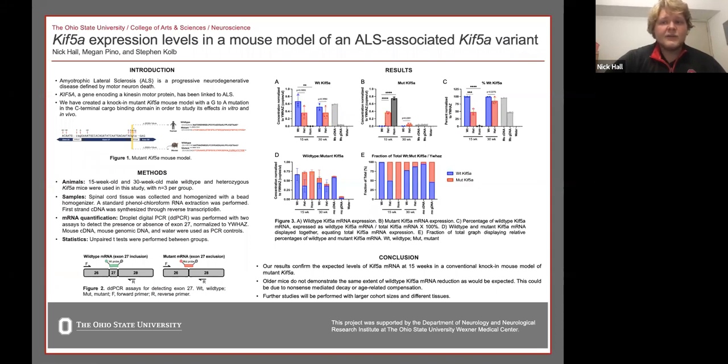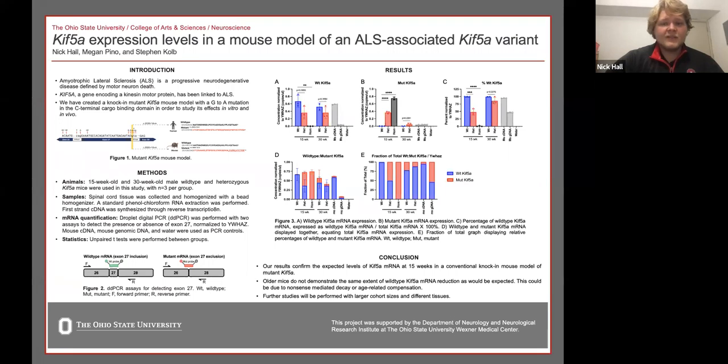Figure 3 shows our results from these experiments. As you can see in panel A, our 15-week heterozygous mice had about half the amount of wild-type Kif5a when compared to wild-type mice of the same age. Homozygous mice had near 0 amounts of wild-type mRNA. When we look at the 30-week cohort, it is not as clear of a story, with the heterozygous mice showing a 14% decrease in wild-type Kif5a.